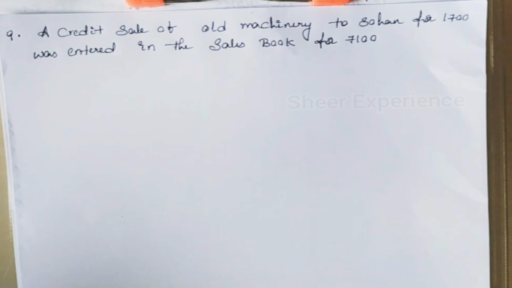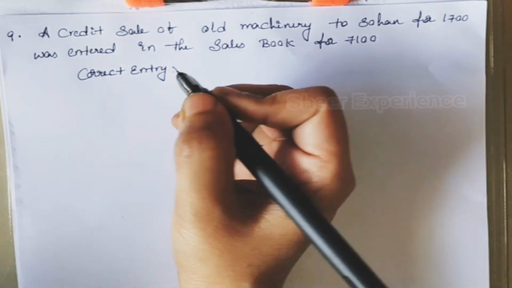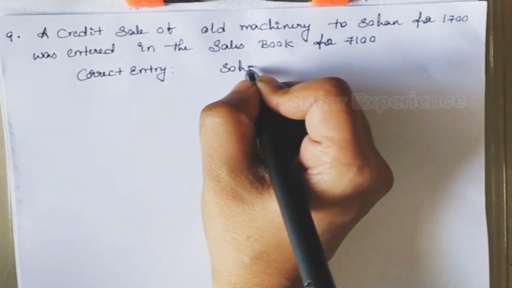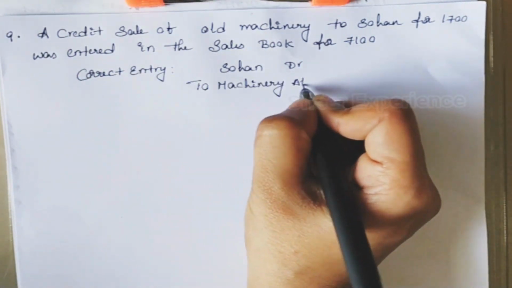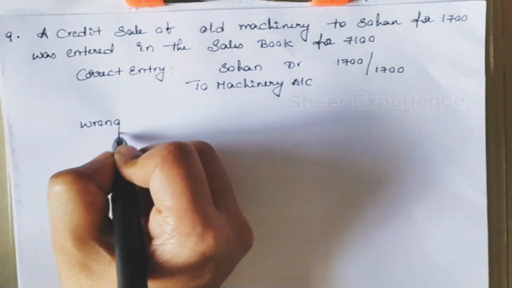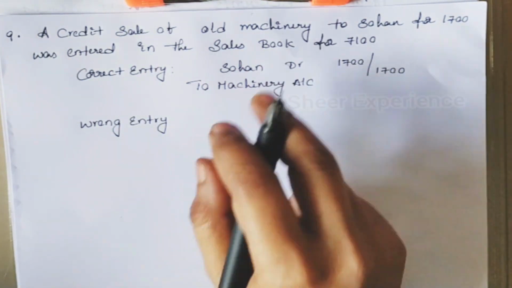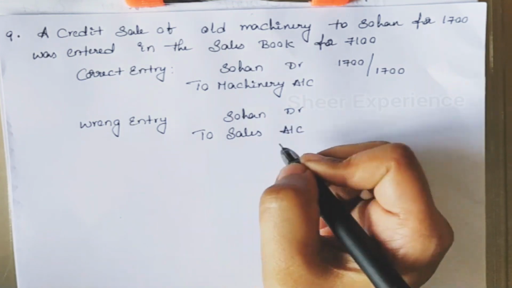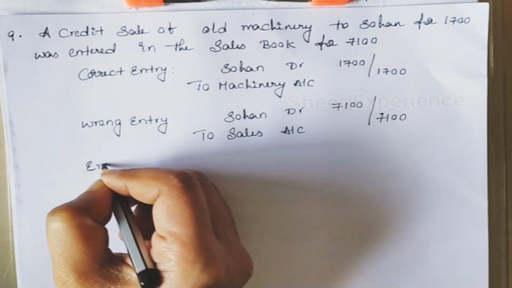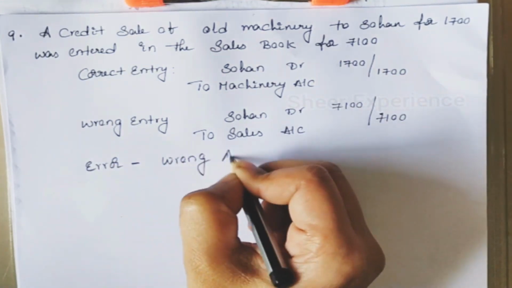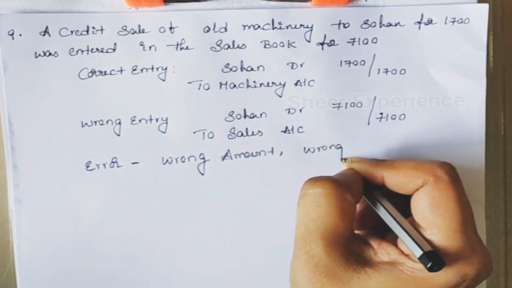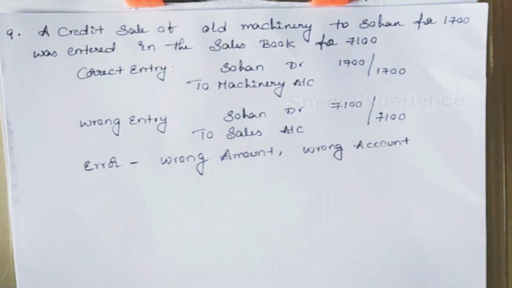Next error is a credit sale of old machinery to Sohan for 1700 was entered in the sales book for 7100. The correct entry is Sohan debtor to machinery account. Amount is 1700. Wrong entry is Sohan debtor to sales account. Amount is 7100. Here also we have two errors. One is wrong amount, another one is wrong account.